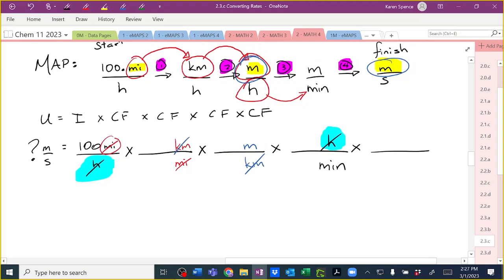I don't want minutes, I want seconds. Minutes are on the bottom, so now they have to go on the top. And seconds go on the bottom.